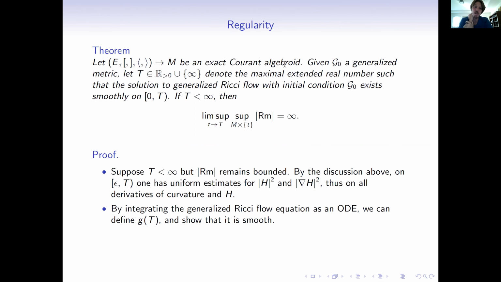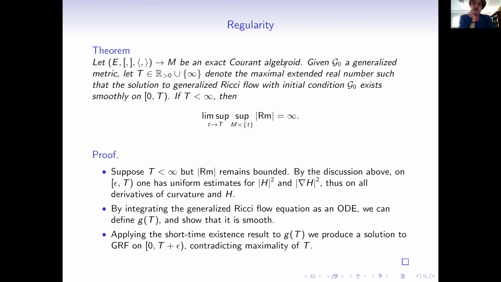Then basically you literally just integrate the generalized Ricci flow equation as if it were an ODE. You can define the metric at time capital T this way, and also B at time capital T this way. You can define all the data at time T, and because all the derivatives of curvature are also bounded, it's a straightforward argument to show that that limiting metric is actually smooth. It's one of these things that's a lot of bookkeeping, but there's not really an idea beyond simply integrating.